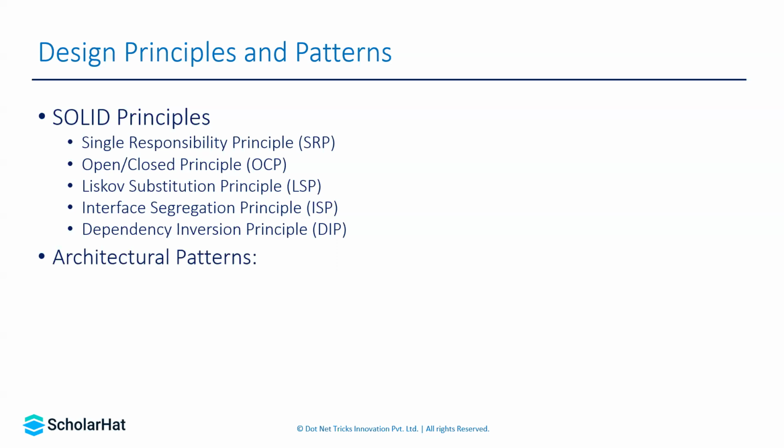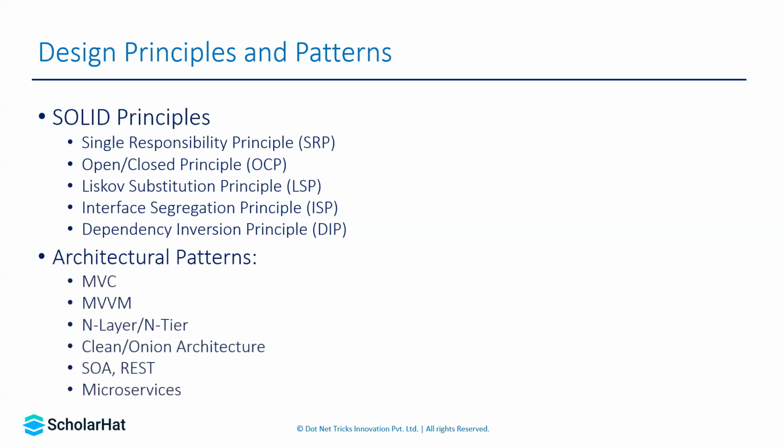So when it is coming to the other architectural patterns, I'm just telling the name today. I'm not covering them. I'm just telling you the name only today. So we have MVC, MVVM, N-tier architecture, layered, clean, onion, service oriented architecture, REST architecture, microservice architecture. So these are various architecture level patterns we have.